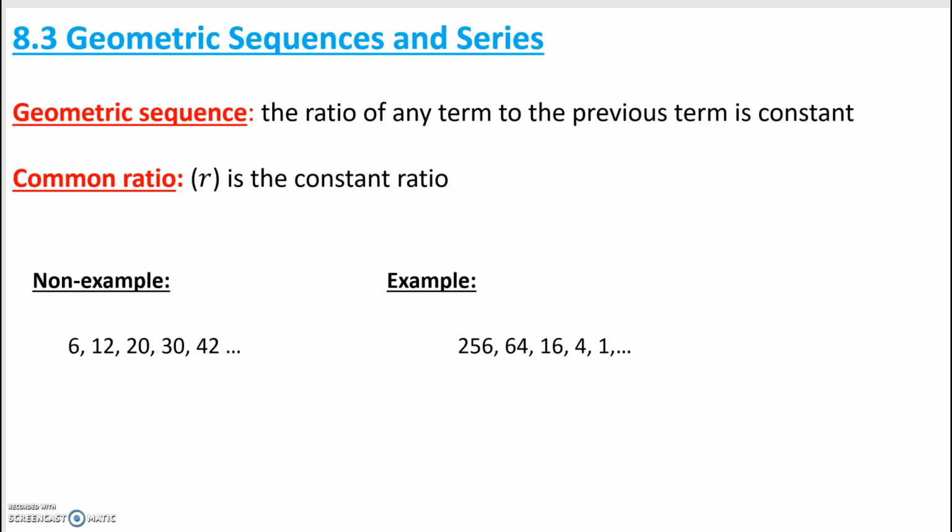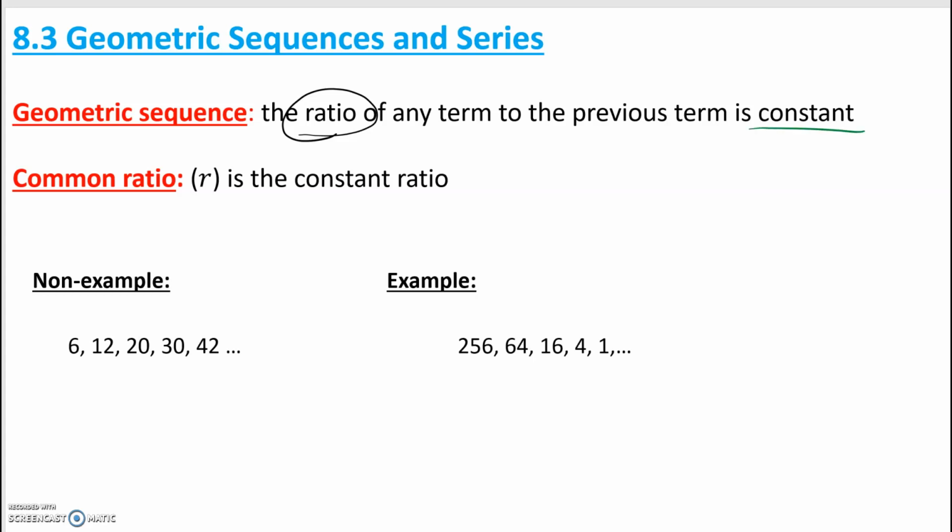So just like 8.1 and 8.2, I'm going to split these notes between sequences and series. So first part will be geometric sequences, and the second part will be geometric series. Okay, so in a geometric sequence, the ratio of any term to the previous term is constant.